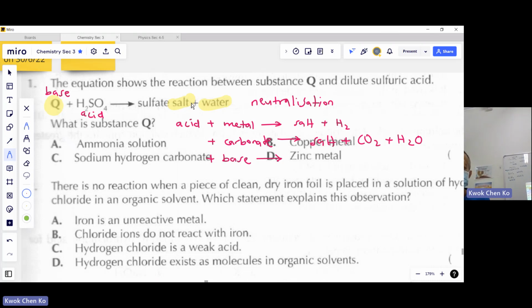And look at A, B, C, and D. There's only one base there. Bernice, what's the base? Yeah, ammonia solution. All right. So basically, ammonia solution is aqueous ammonia. You're supposed to know they are the same. Aqueous ammonia, ammonia solution, or even ammonium hydroxide. So take note, ammonia solution, they can call it aqueous ammonia, or they can even call it ammonium hydroxide. It's the same thing.